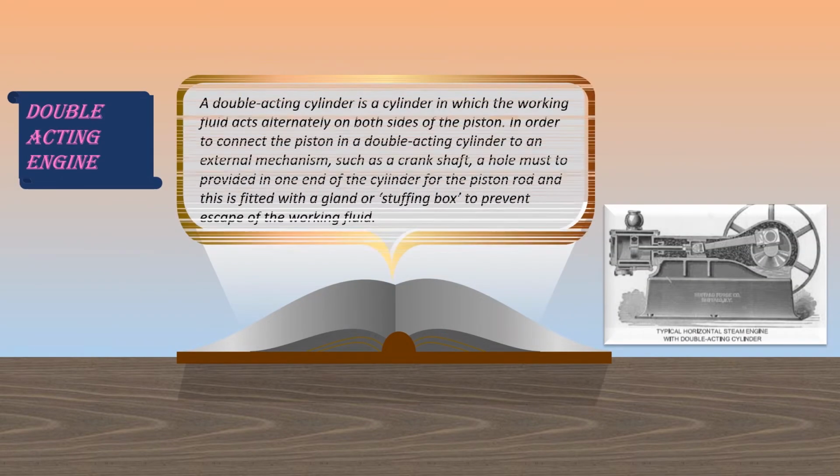Double acting engine. A double acting cylinder is a cylinder in which the working fluid acts alternately on both sides of the piston. In order to connect the piston in a double acting cylinder to an external mechanism such as a crankshaft, a hole must be provided in one end of the cylinder for the piston rod, and this is fitted with a gland or stuffing box to prevent escape of the working fluid.